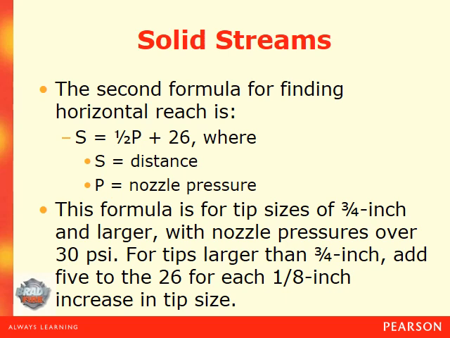The second formula you can use for finding the horizontal reach is S equals 1/2 P plus 26, where S is going to be our distance and P is our nozzle pressure. The formula is for the tip size of 3/4 inch and larger with the nozzle pressure over 30 psi. For tips larger than 3/4 inch, add 5 to the 26 for each 1/8 inch increase in tip size. I believe personally that the first formula is far easier to use.